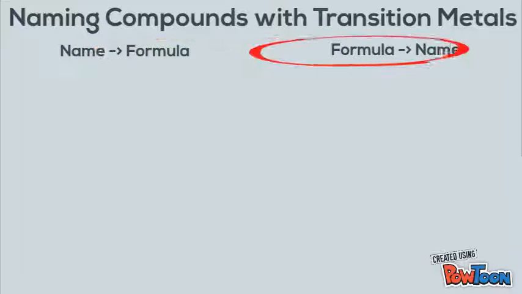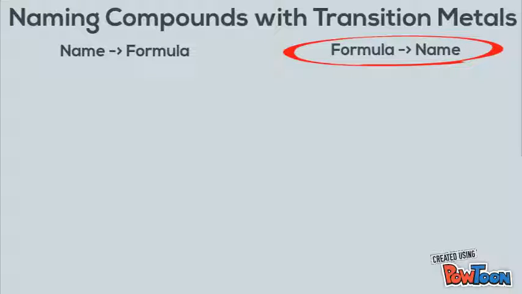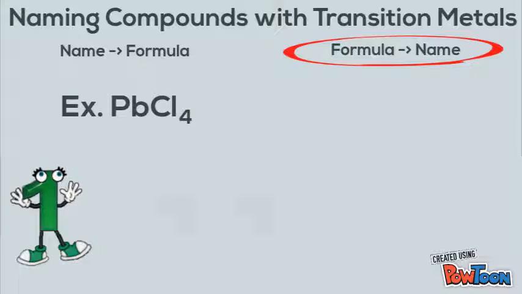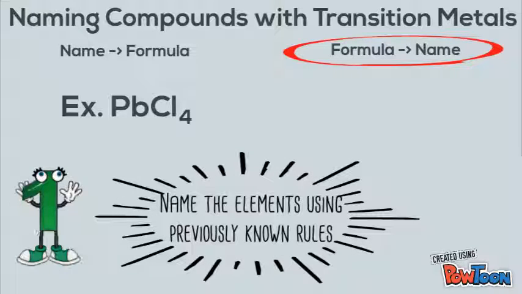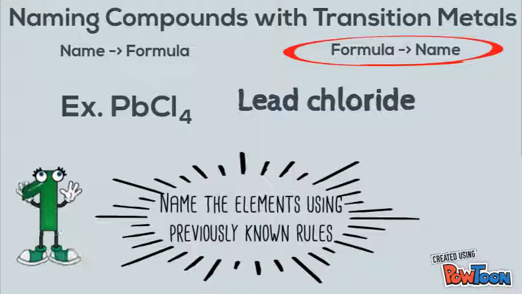Let's move on to giving you the formula and asking you for the name. So our example of PbCl4 here, step number 1 is to name the elements using previously known rules. So we know we're going to name the metal, which is lead, and add -ide to the nonmetal. So we have lead chloride.